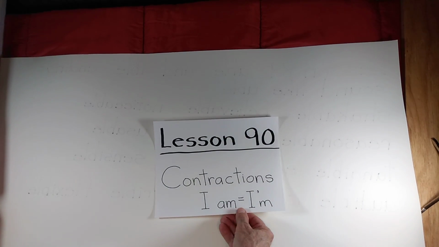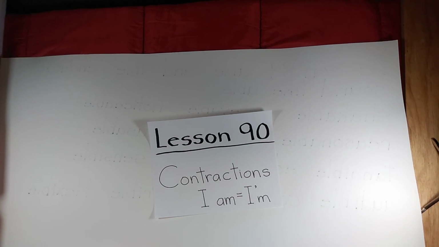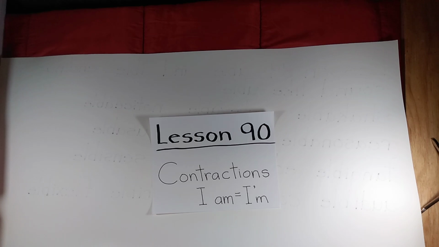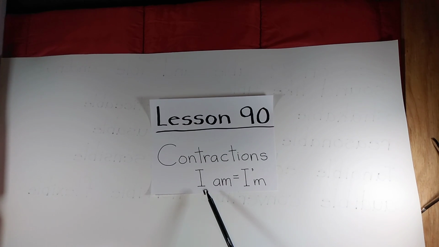And lesson 90 is going to be on contractions. And what is a contraction? A contraction is a shrinking or making shorter. And we're going to find out that in English, we have lots of words like I'm that are contractions from two other words, I am. And so instead of saying I am, we can say I'm.